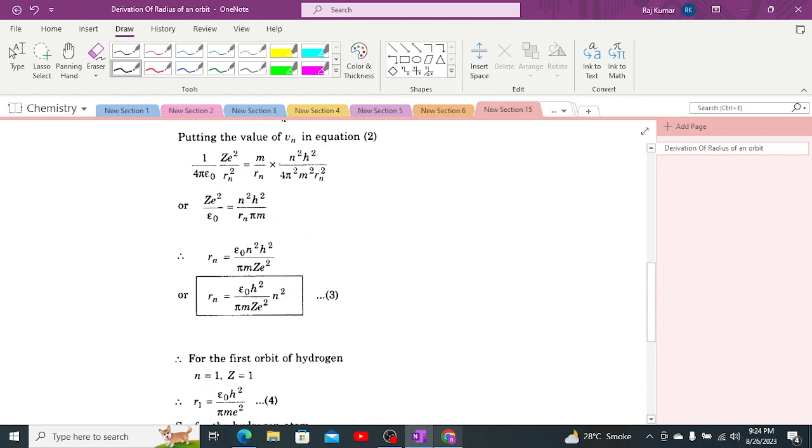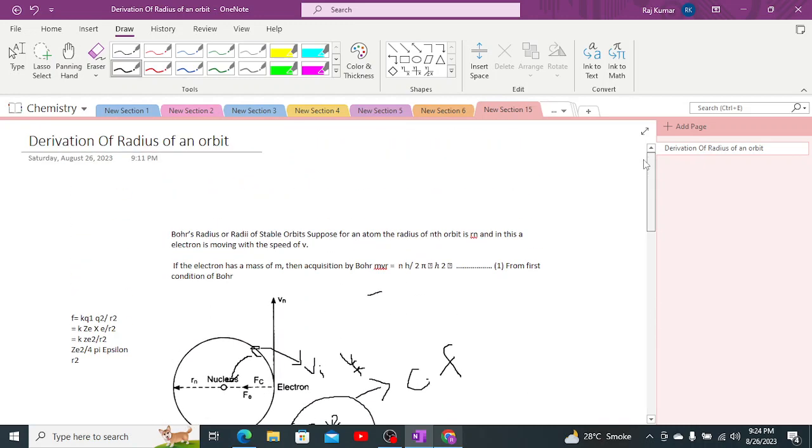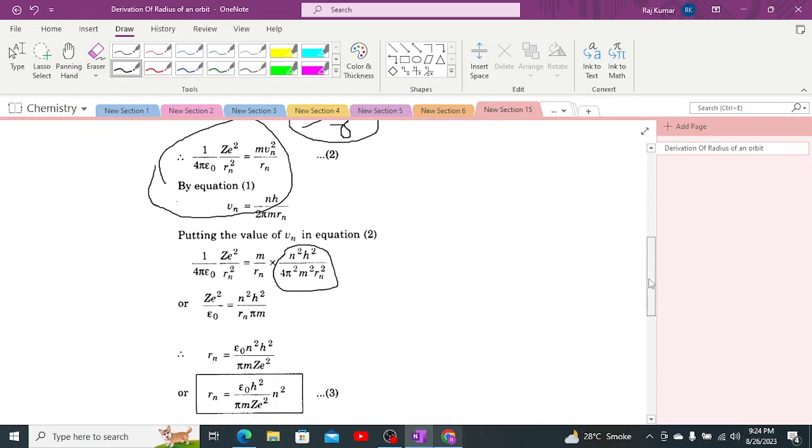Afterwards, putting the value of velocity in equation 2 gives 1 upon 4 pi epsilon naught, Z e square upon r square, is equal to m upon r into n square h square upon 4 pi square m square r square. Why is that the case? Because previously we had the value of m v square upon r as v square.